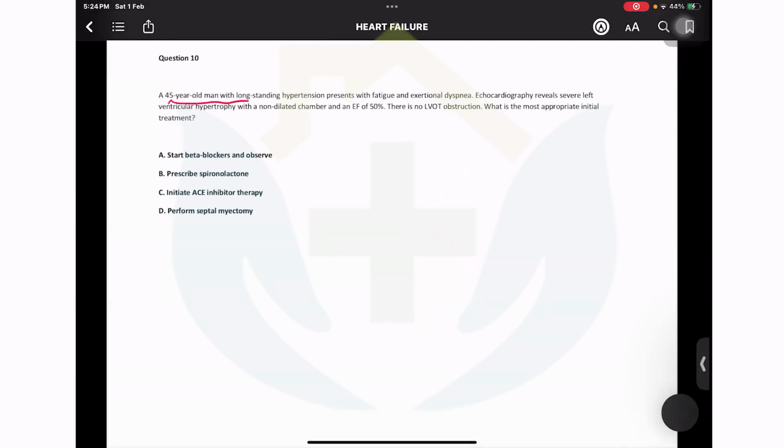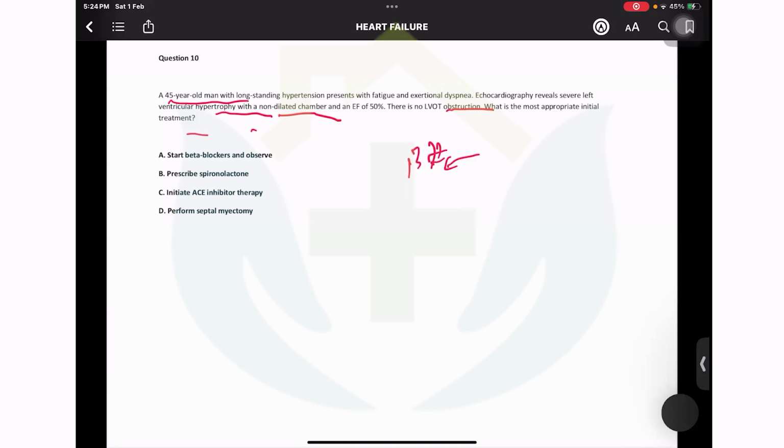A 45-year-old man with long-standing hypertension presents with fatigue and exertional dyspnea. Echo shows severe LV hypertrophy with a non-dilated chamber and EF of 50%. What is the most appropriate treatment? Initial treatment, beta blockers? But ACE inhibitors, yes, it is ACE inhibitors.